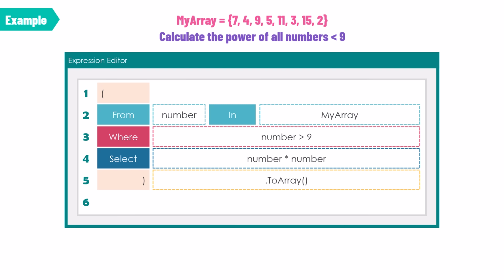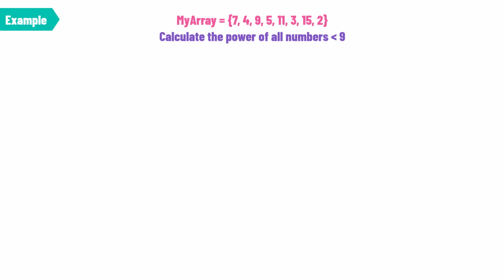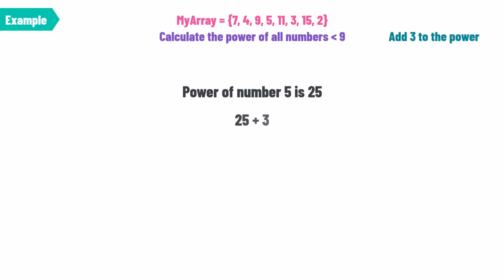Let's now go back to let clause and check another example. Assume I have the same task to calculate the power of the numbers, that are smaller than 9. But now I want also to add number 3 to the power. This means, for example, the power of number 5 is 25. After that I want to add 3. So, the result should be 28.